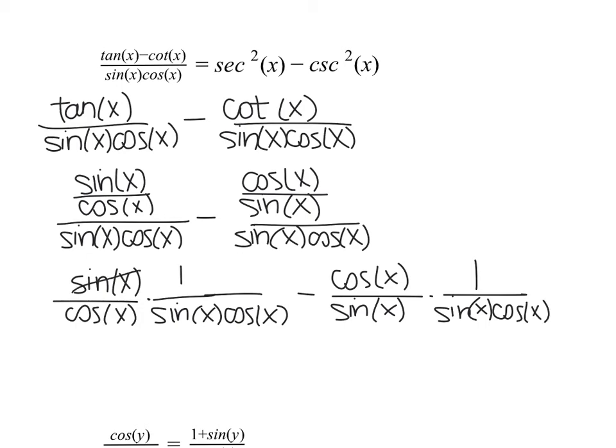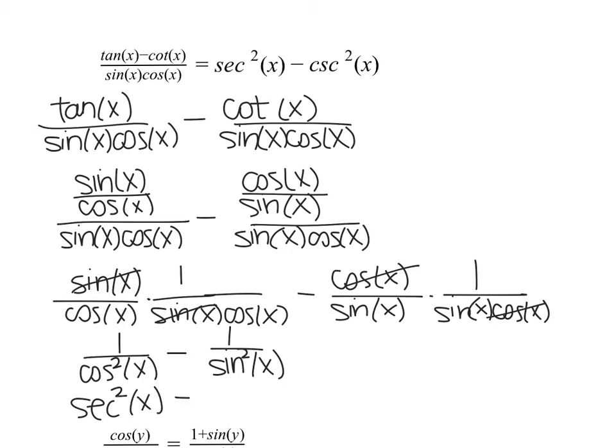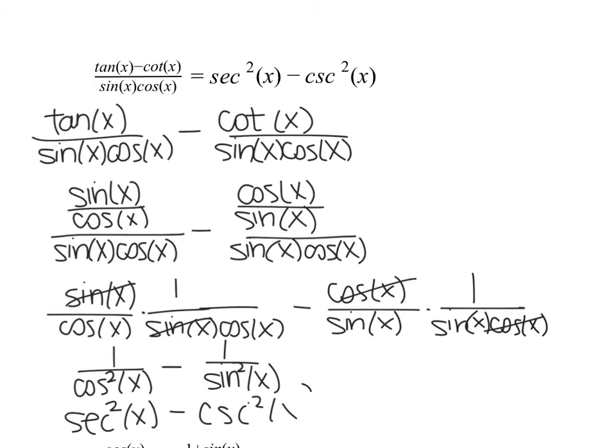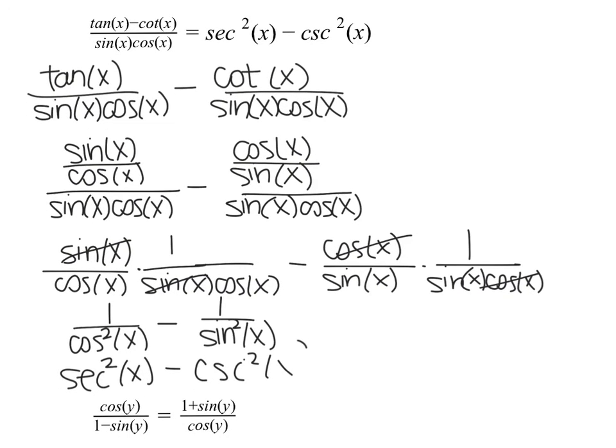So if I look now, a sine of x will cancel from the numerator and denominator, so we're left with 1 over cosine times cosine, which is cosine squared of x, minus a cosine will cancel, so we're left with 1 over sine of x times sine of x, which is sine squared of x. Using our reciprocal identities, 1 over cosine is secant, so we get secant squared of x minus 1 over sine, which is cosecant, so cosecant squared of x. And we have now verified our identity.